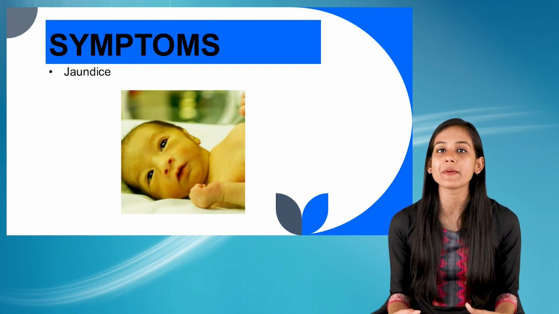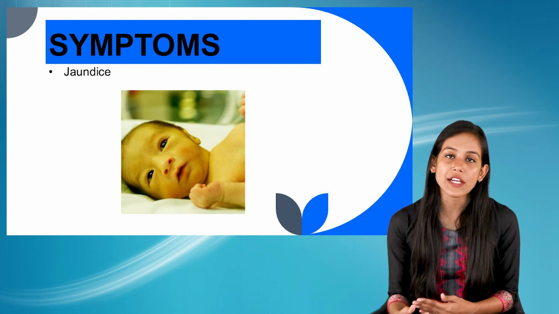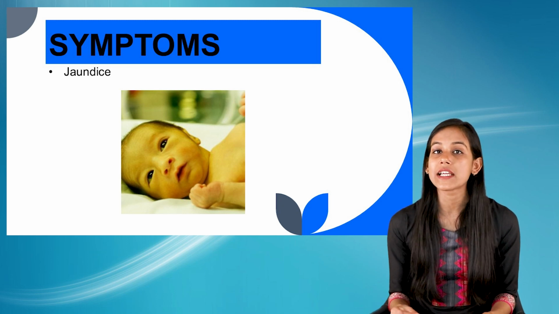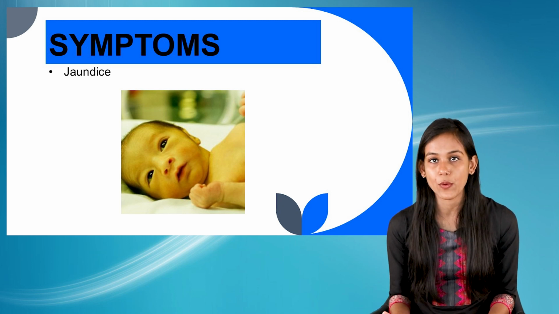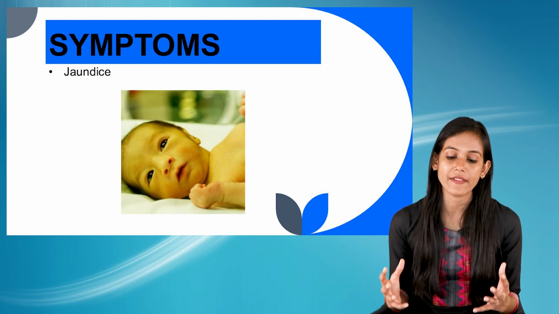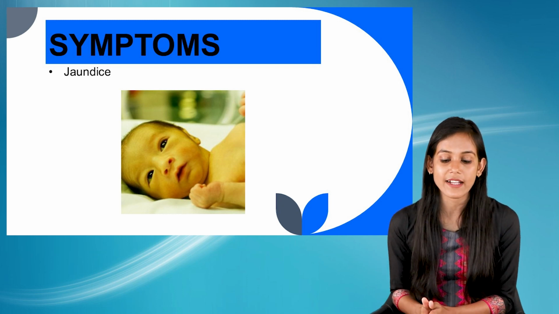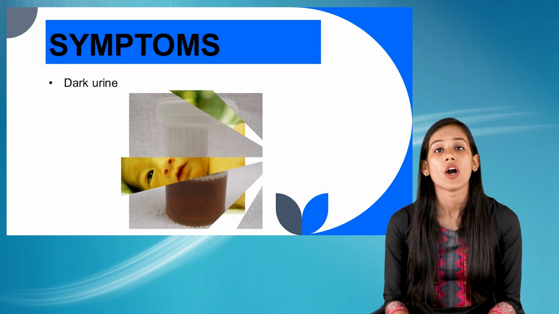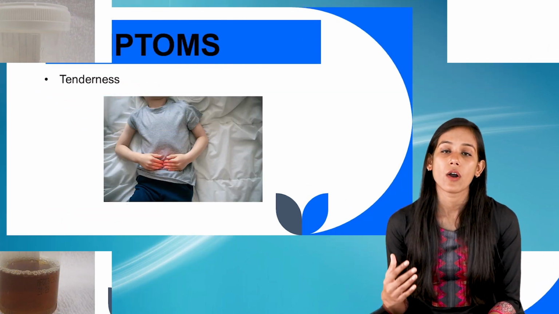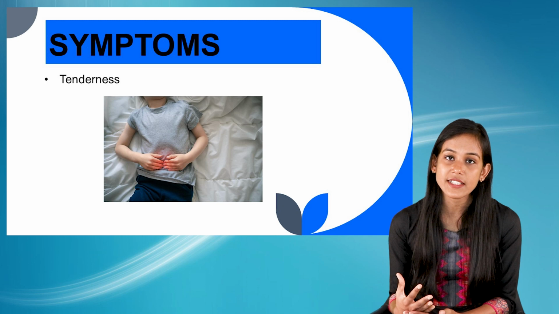This bilirubin won't be excreted, right? So it would start to build up and it would leak into the skin because it has nowhere to go. So it would start to leak into the skin, and that's the reason there will be jaundice. Also, there will be dark urine, and apart from that, there will be tenderness.